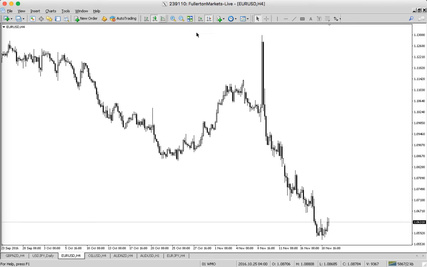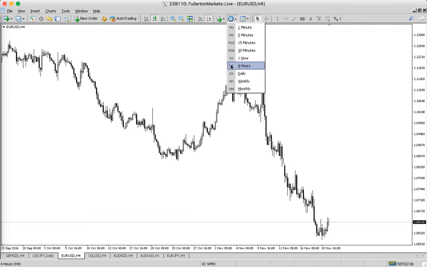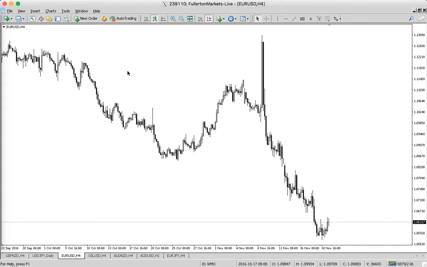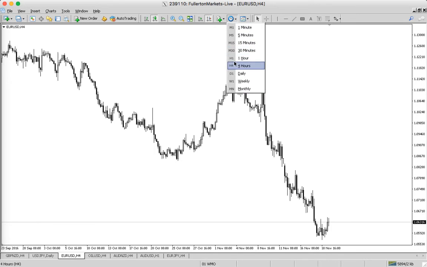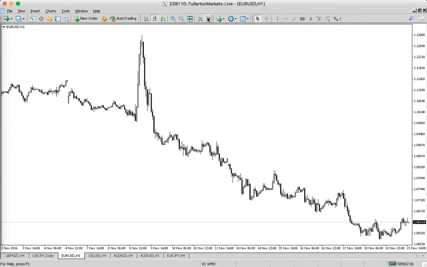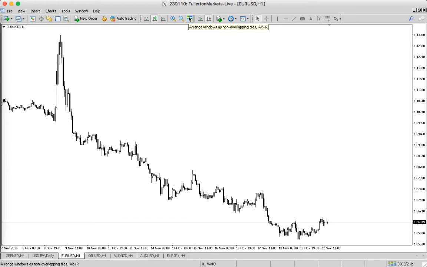Euro dollar H1. Okay, so I'll look at H1. Anyway, whether it's H1 or H4, I don't think the direction will change. It is a downtrend. Okay, so this is H1.